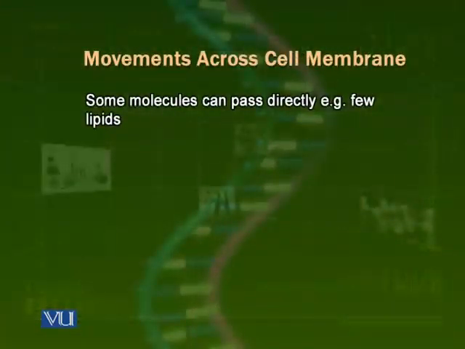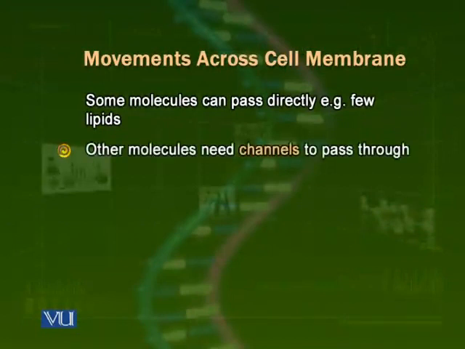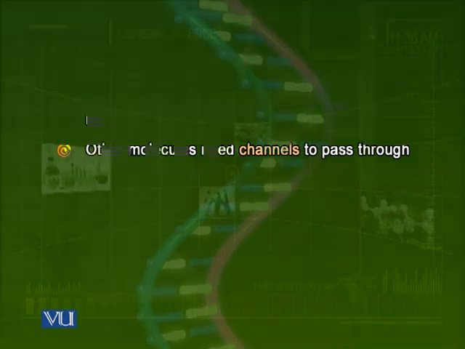This is very important, actually one of the most important features of the cell membrane, that it is semi-permeable. It allows certain molecules to pass. It does not allow other molecules to pass. And also, this very technically separates the internal and external environments.